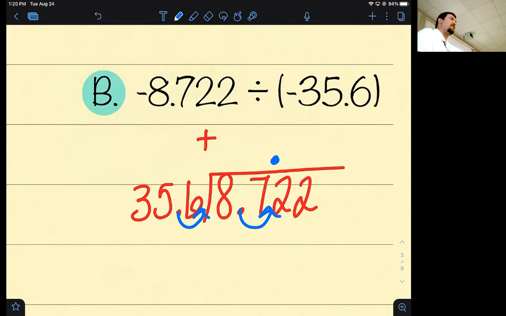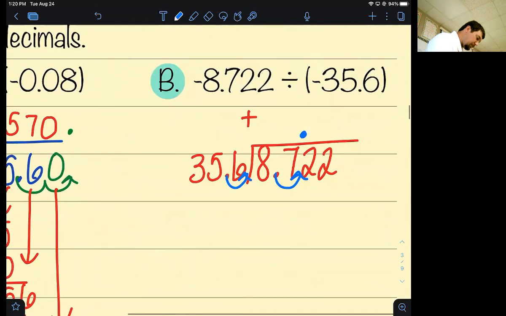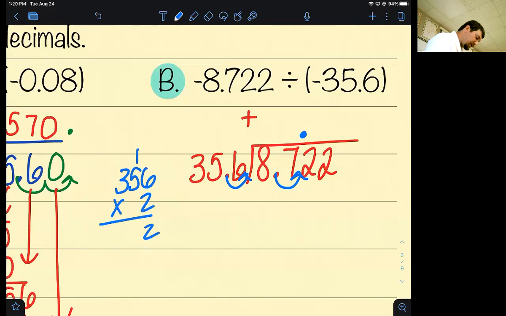How many times does 356 go into 872? If you had to guess, Jimmy? 2 times. You know it's not 3 times because that'd be over 900. Okay, let's try 2. I'm going to have some side work here. 356 times 2. 12, carry the 1, 11, carry the 1, 712. Yeah, we're not going to get any closer than that.